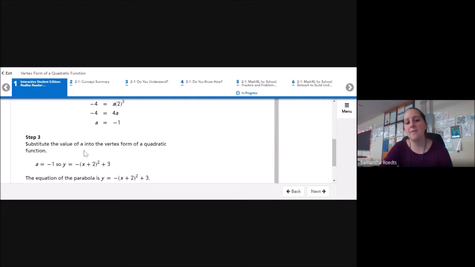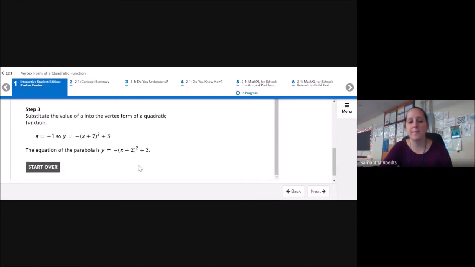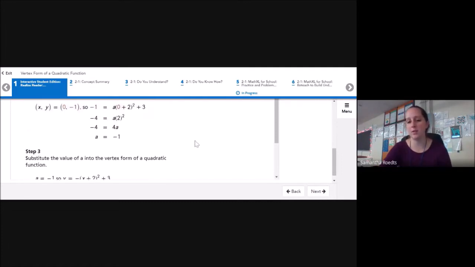I substitute that value of a into the vertex form of a quadratic function. So a equals -1, so y equals -(x plus 2) squared plus 3. So the equation of the parabola is y equals -(x plus 2) squared plus 3.